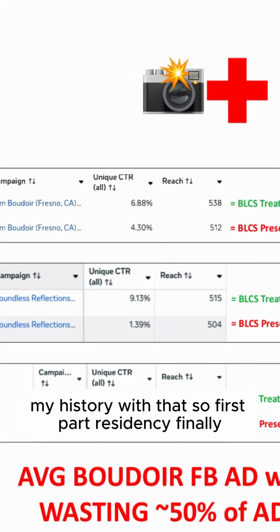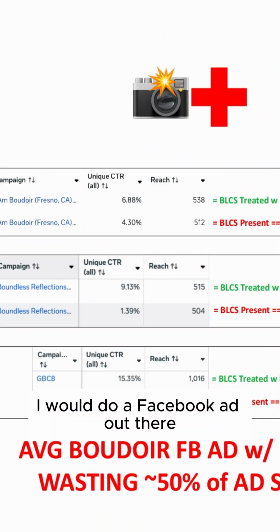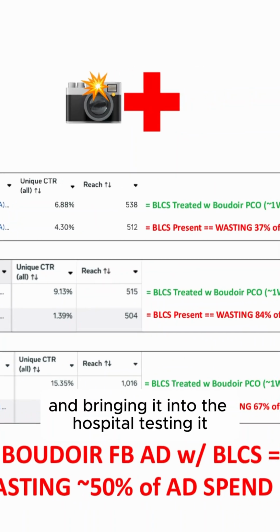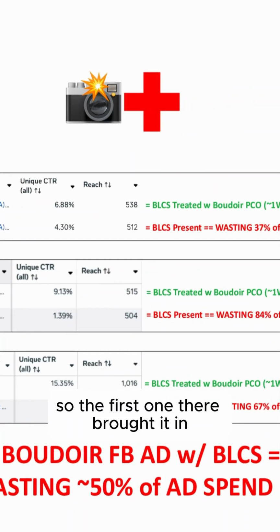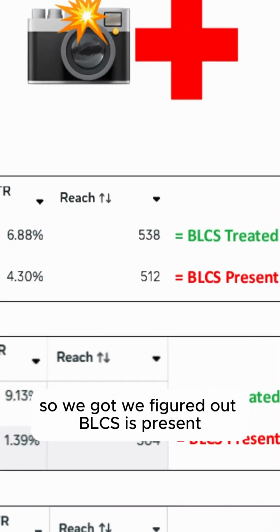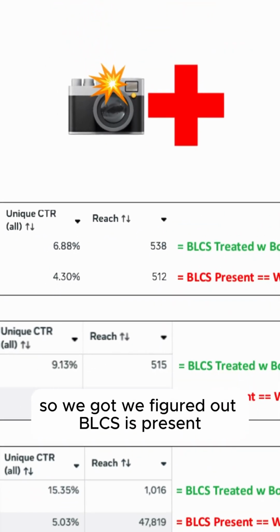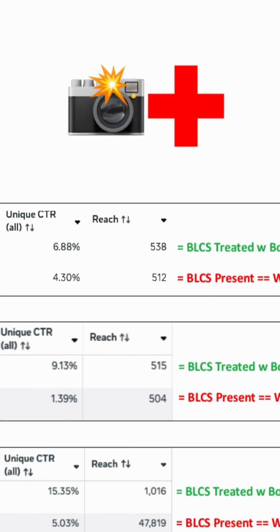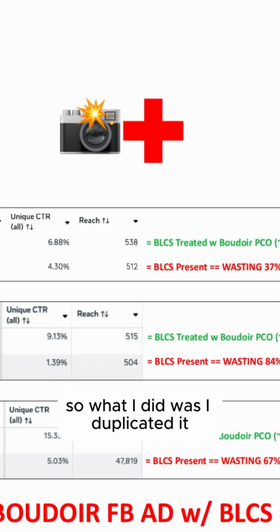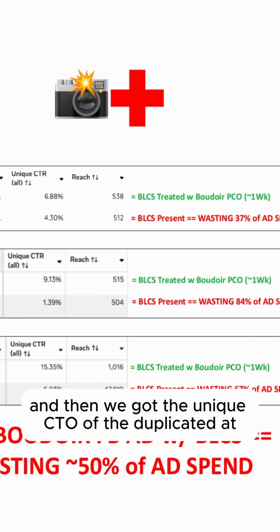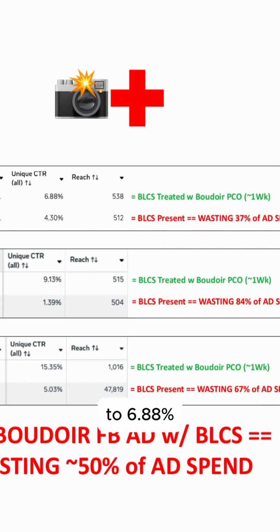First part of the residency: finding a Boudoir Facebook ad out there and bringing it into the hospital, testing it. So the first one, I brought it in and found out its unique CTR is 4.3%. So we figured out BLCS is present because its unique CTR is under 6%. So what I did was I duplicated it, treated it with Boudoir Pico, which takes about a week, and then we got the unique CTR of the duplicated ad to 6.88%.